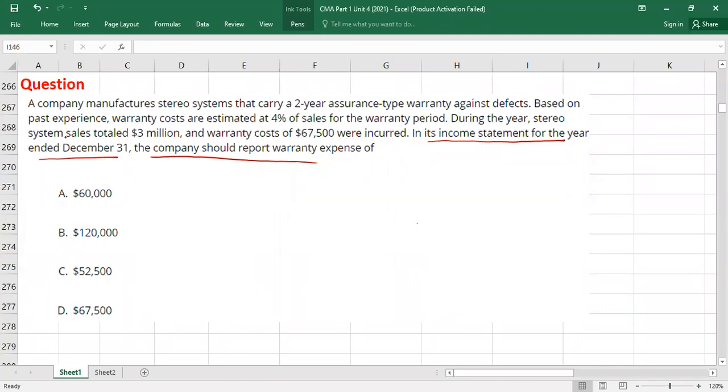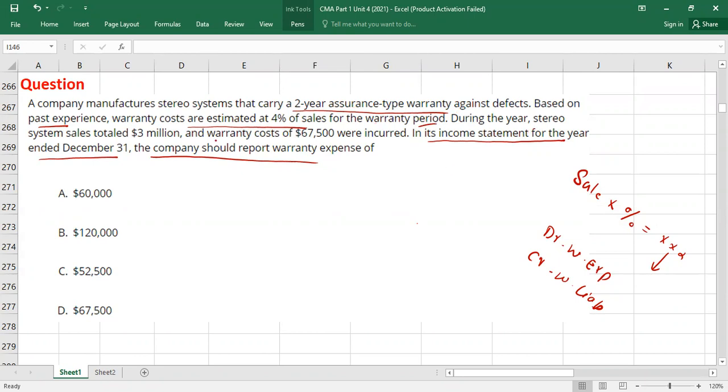Okay, so here we have to look, a company manufactures a stereo system that carries a 2 years assurance type warranty. So it means warranty expense, how will you calculate? Sales value multiplied by percentage, whatever value you get, with this value you will debit the warranty expense and credit the warranty liability. Right? So here, they are telling you based on the past experience, warranty costs are estimated at 4% of the sales for the warranty period.